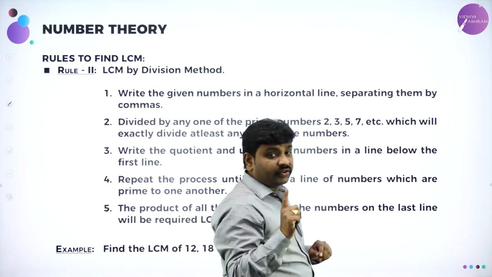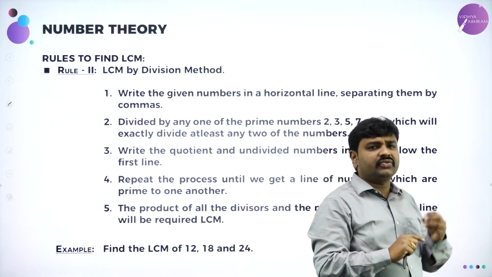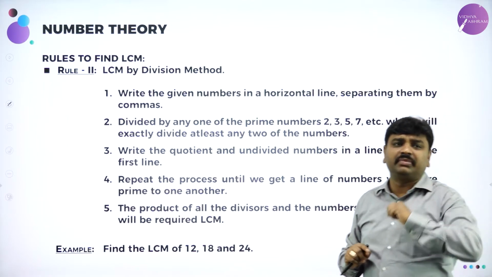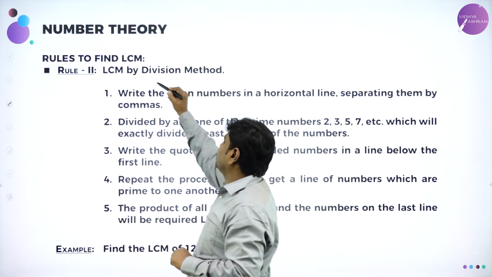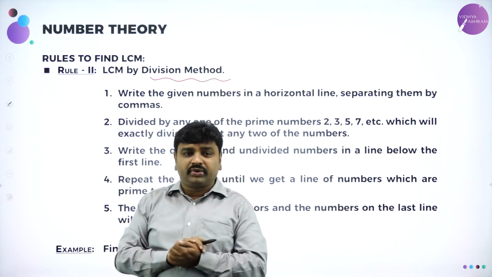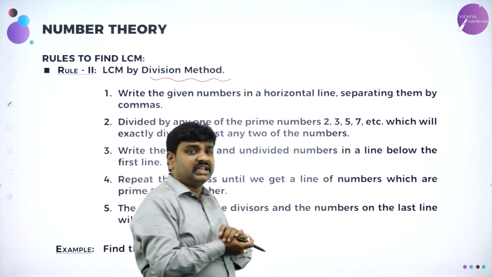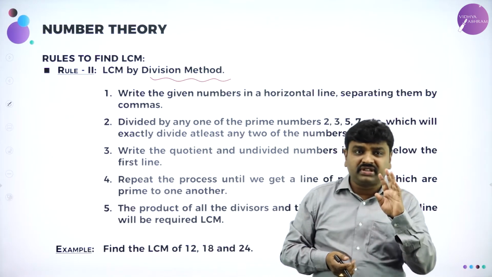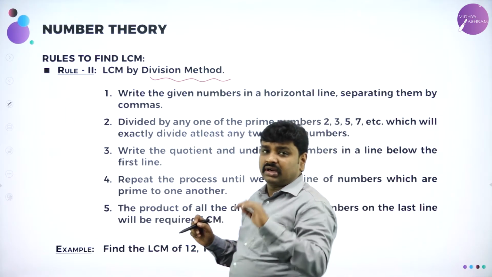So now I taught you how to find the LCM by the factorization method. Now we go for the second method called the division method. Finding LCM by the division method. Generally we will do this because this is faster and better. So now I am going to teach you how to find the LCM by what method? Division method. So the first and simple thing is to write the numbers in a horizontal line.